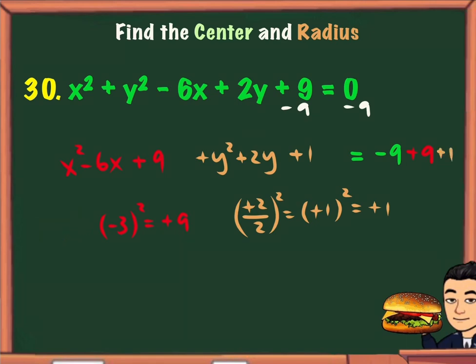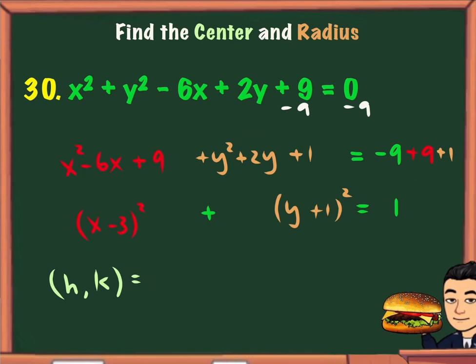So now I'm going to put everything into the square of a binomial. So let's go ahead and erase these, and then put x over here and put y over here, separated by addition, and that equals +1. Your center, the h, comma, k value is 3, comma, -1. The radius is r squared equals 1, so r equals +1.